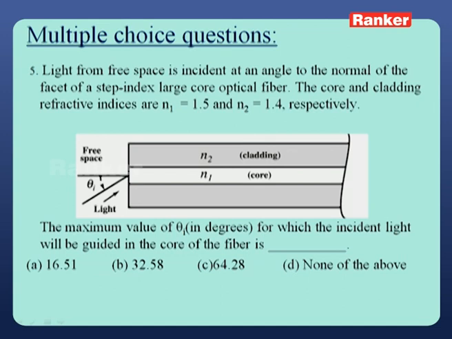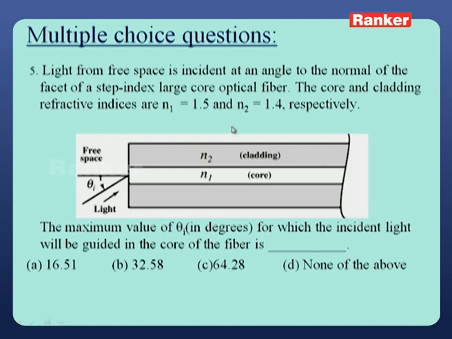Now observe another question. Light from free space is incident at an angle to the normal of the facet of a step index large core optical fiber. The core and cladding refractive indices are n1 equals 1.5 and n2 equals 1.4 respectively. The figure is shown here. The maximum value of theta I, that is this angle. This is not the incident angle. This is theta I, which is half of the acceptance angle. The maximum value of theta I for which the incident light will be guided in the core of the fiber is option A 16.51, option B 32.58, option C 64.28 and option D none of the above.